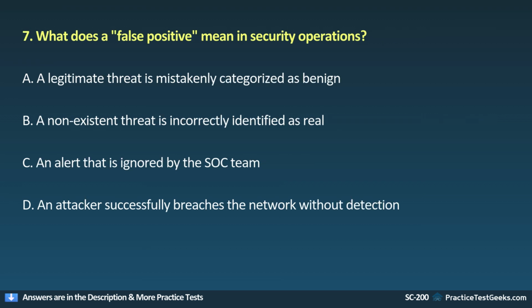7. What does a false positive mean in security operations? A. A legitimate threat is mistakenly categorized as benign. B. A non-existent threat is incorrectly identified as real. C. An alert that is ignored by the SOC team. D. An attacker successfully breaches the network without detection.